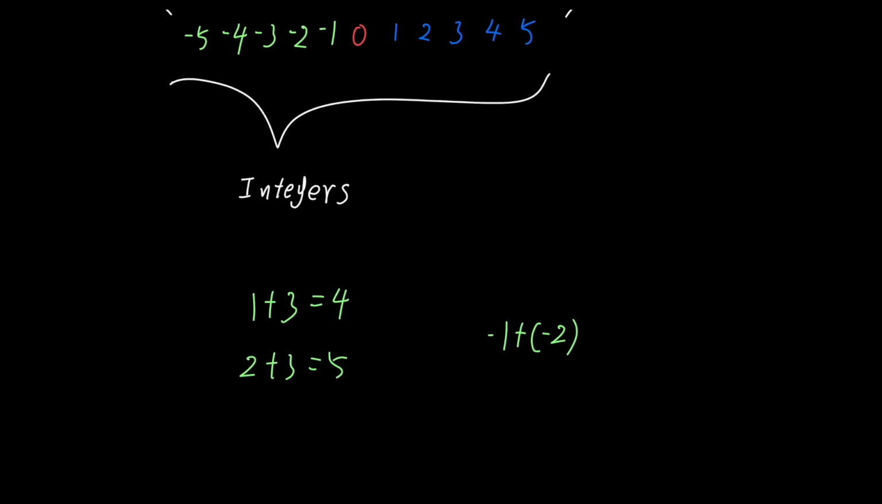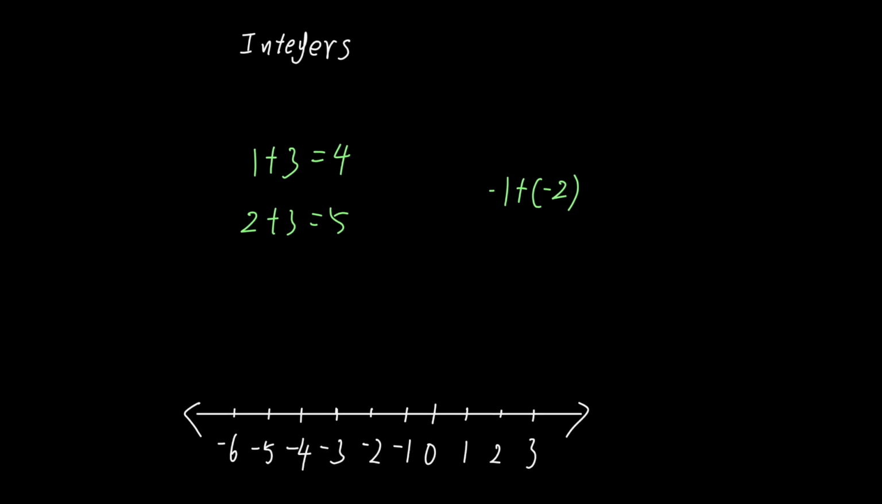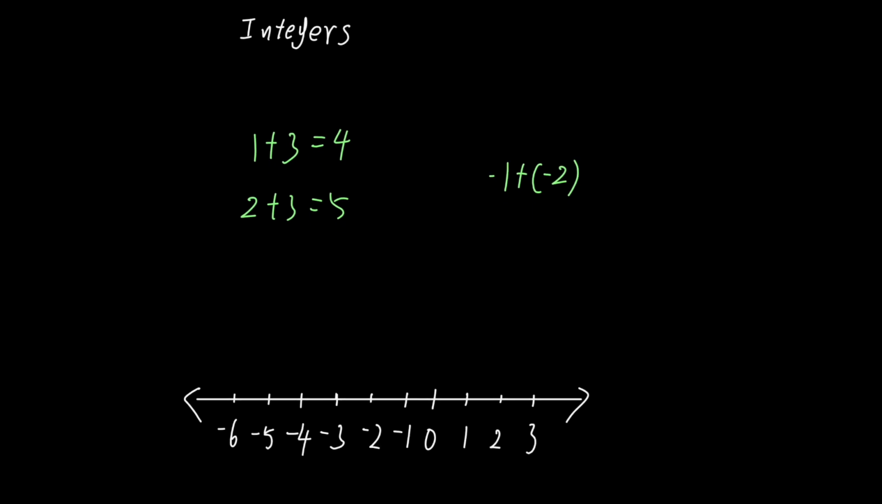To add them, we can first use a number line to help you see how to add them together. A negative number means we have to move from 0 to the left. But if we have a positive number, let's say 2, we start from 0 and move to the right.